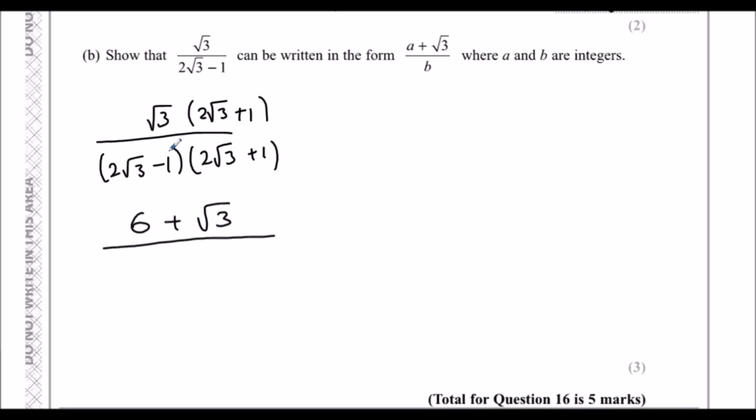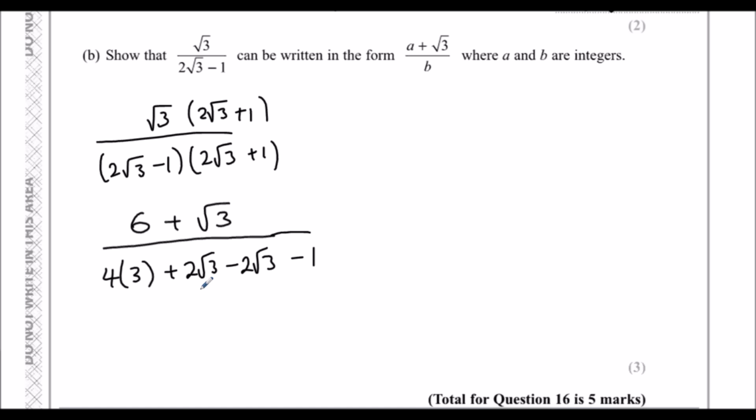On the bottom, 2 root 3 times 2 root 3. 2 2s are 4. Root 3 times root 3 is 3. So we've got 4 times 3, which will be 12. 2 root 3 times 1 is 2 root 3. Negative 1 times 2 root 3 is minus 2 root 3. And minus 1 times plus 1, positive times a negative, is negative 1.